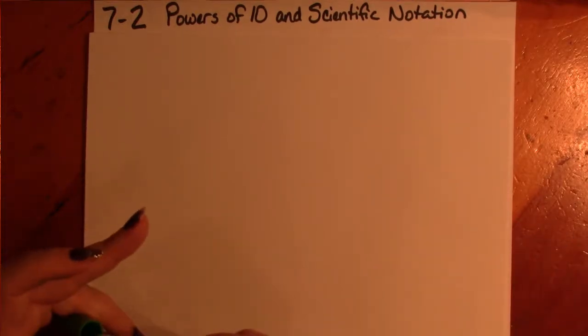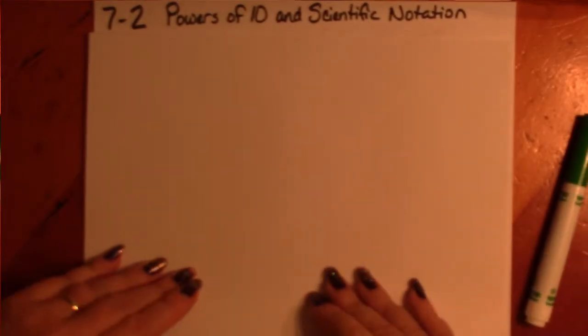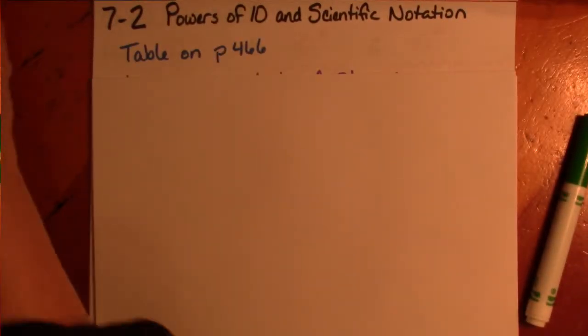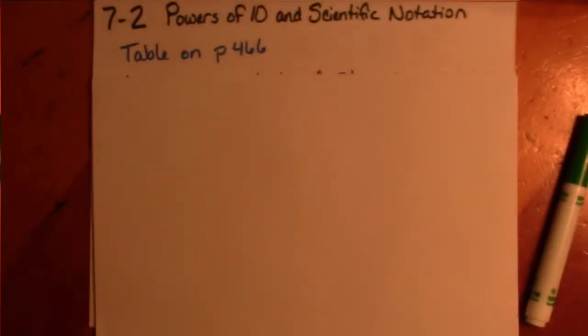Chapter 7, Section 2 is on the powers of 10 and scientific notation. And we're going to start by looking at the table on page 466 because I'm not drawing this for you.